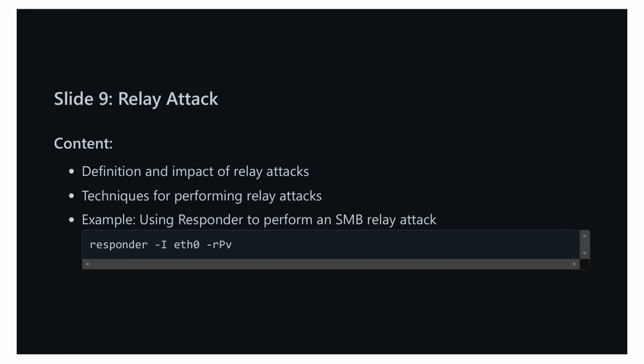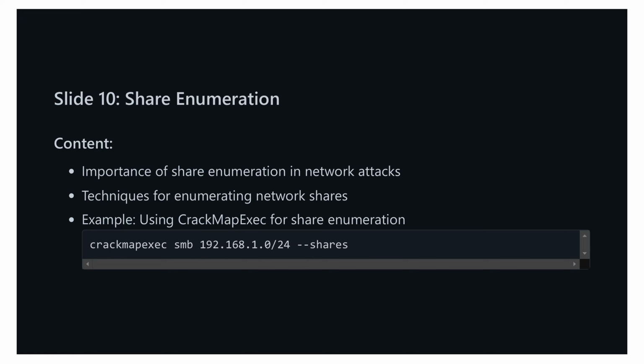Moving forward, the next slide will cover share enumeration, underscoring its importance in network attacks and examining various techniques to enumerate network shares. We will also see a practical example using crackmap-exec for share enumeration with the command crackmap-exec smb 192.168.1.0/24 --shares. Let's stay focused on relay attacks for now and understand their methodologies and the practical application via the Responder tool. On this slide, we will delve into the crucial topic of share enumeration in network attacks.